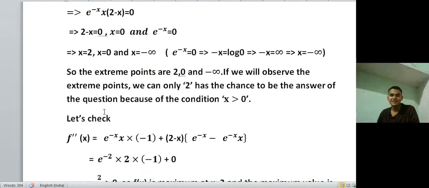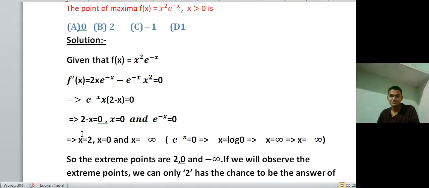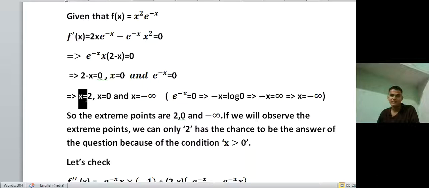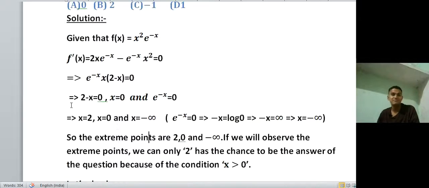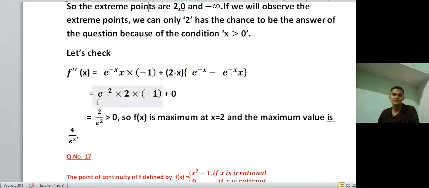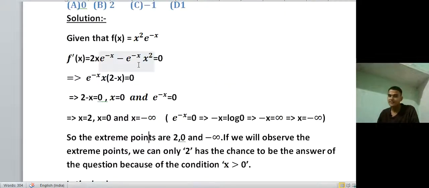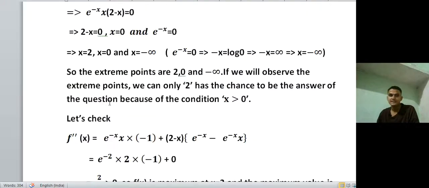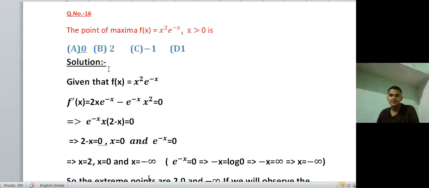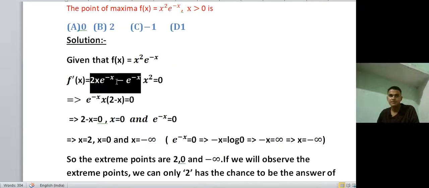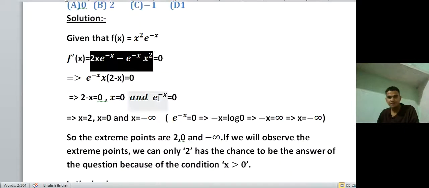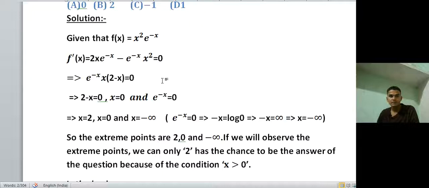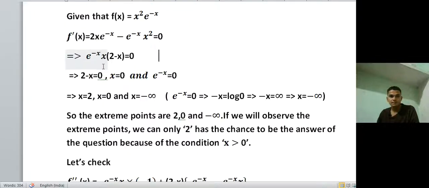To check whether x is equal to 2 is a point of maxima or not, we will find out the second order derivative. So this is the first order derivative, and we have to find the derivative of this. So the derivative of this, this is 2x.